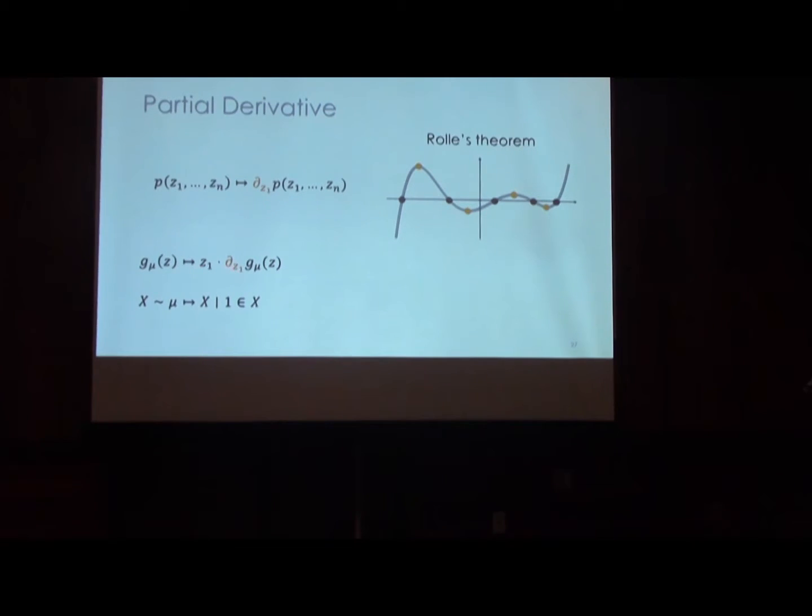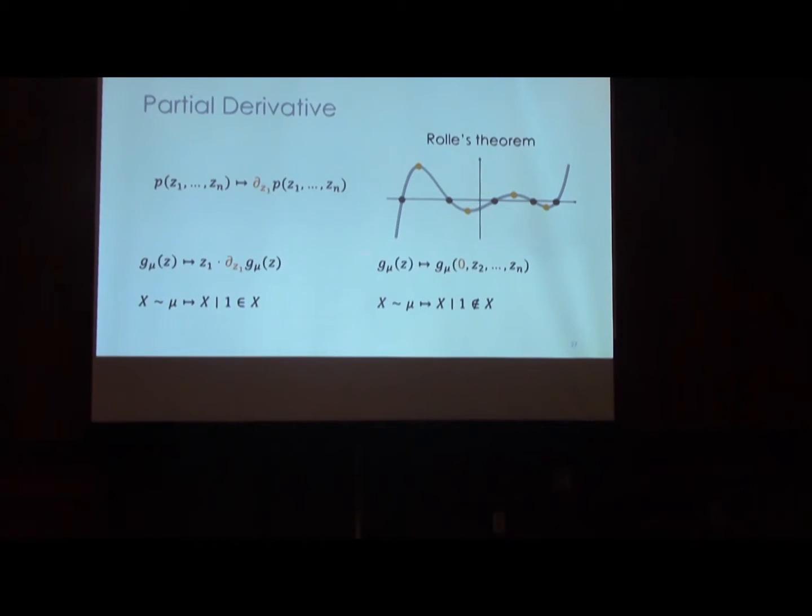And all of the terms that have z1 remain unchanged because your polynomial is multiplied, right? So it's like you're conditioning on the first element being inside the set that you're selecting. You have to multiply this z1 after you take the partial derivative if you want to get the actual generating polynomial, but that's not very important.